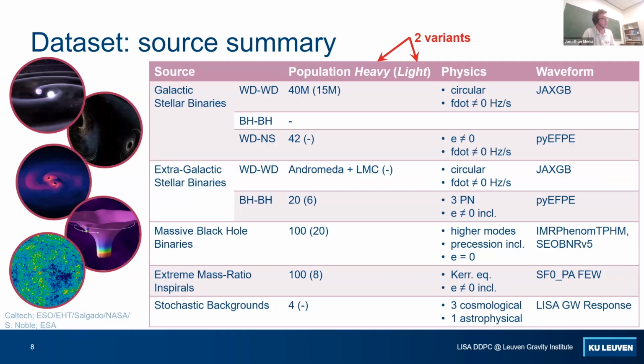So in this table here, you see an overview of all the sources which we are considering. Now, it's important to stress here that we have two variants of this Mojito data set. There is a light variant, which we produced at the end of last year, and which is now being analyzed. And there's also a heavy variant, which is under preparation.